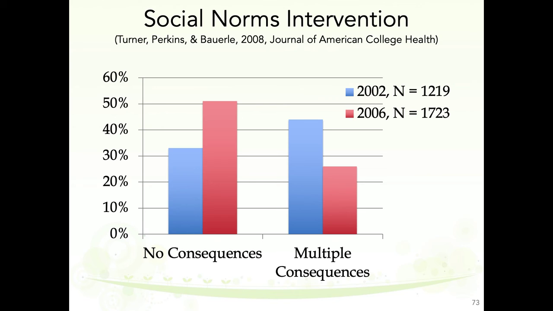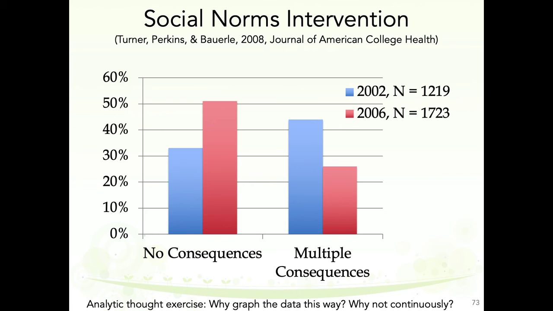Now, in 2006, you can see that this pattern has swapped. There are now more students who have no consequences than have multiple consequences. So that's a suggestion that this study worked. I think it worked because it was well informed by the theory of what drives individual health behaviors, both promoting health or damaging health.